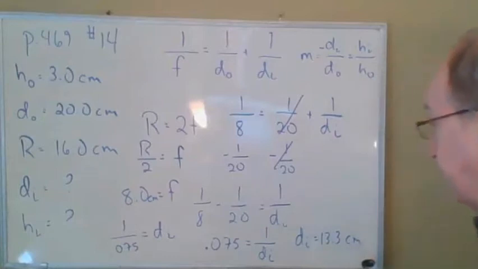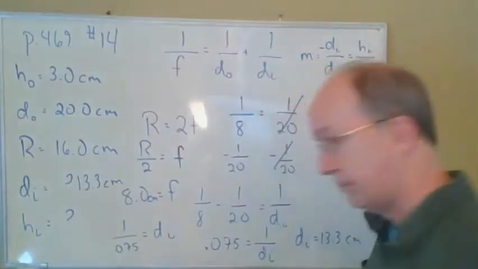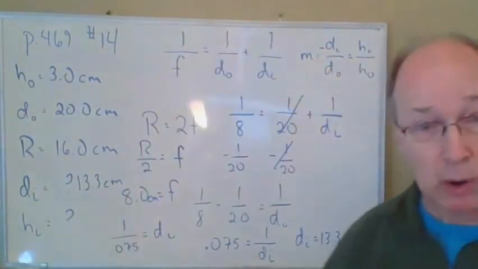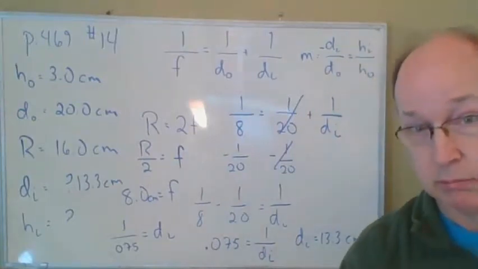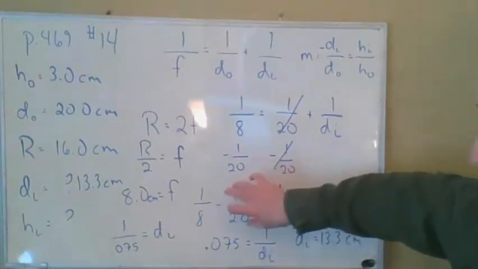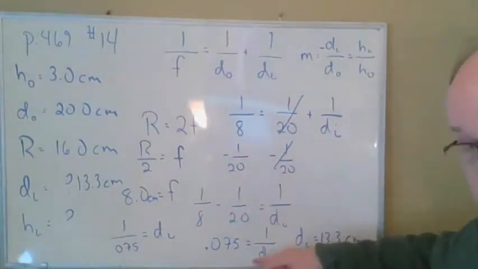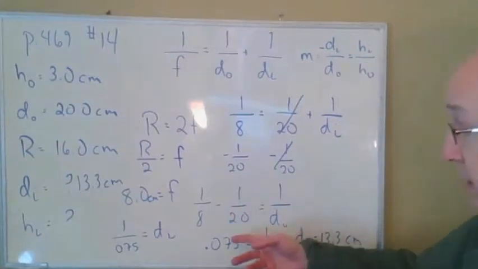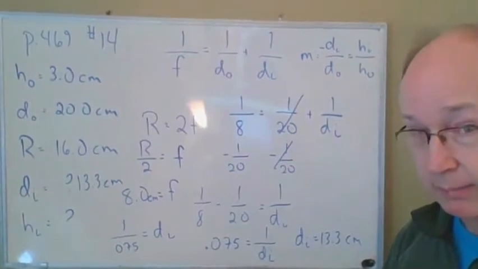All right. So that's the answer to the first part of the problem. di is 13.3 centimeters. Now you can pause right now and go back and see that again if you want. Really the trickiest part, I think, is solving the fraction and then understanding how to flip to get di, 1 divided by 0.075. But feel free to go back and watch that again.